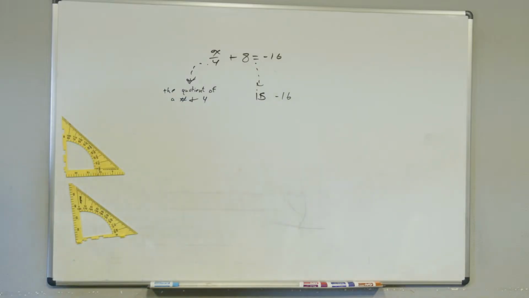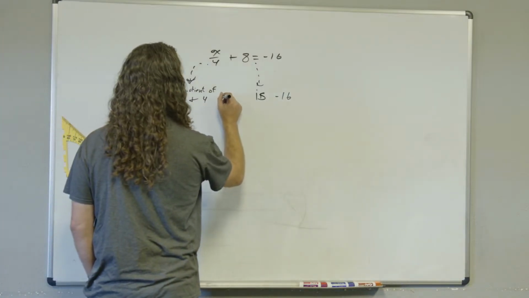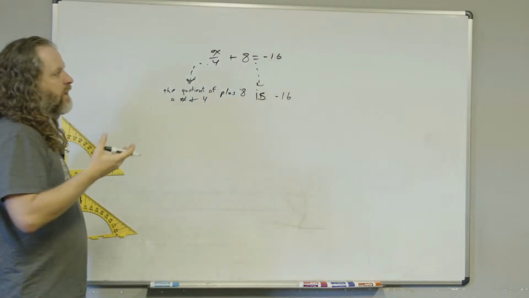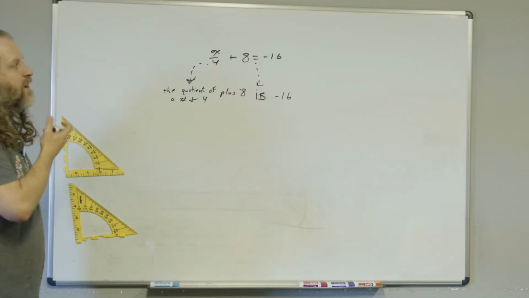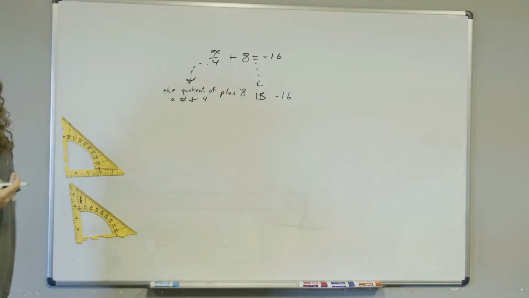Could we just say added to 8? Added 8 or just plus 8, right, would be a way we could do it. That would be easy. The way the book does it is probably even cleaner. They say 8 more than the quotient of a number in 4. That's probably even better, but this is fine too.